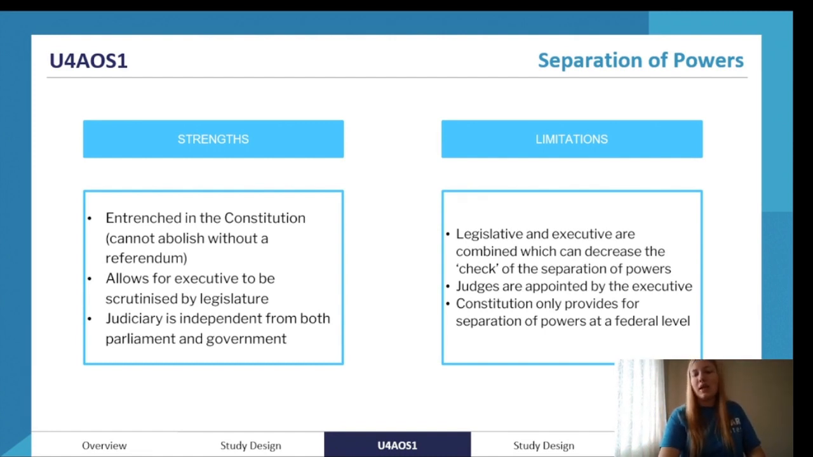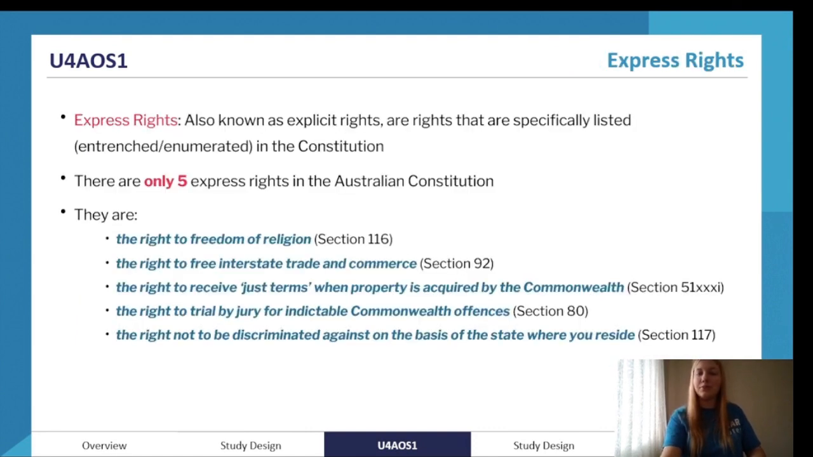Another limitation is, again, you'll see this throughout, the Constitution only provides for the separation of powers at a federal level, not state level. So the next thing that we need to have a look at is the express rights. These are also known as explicit rights. If you see that, it's just a synonym. You need to be able to define them. Don't use the word express in the Constitution because that is the same word as in the actual term. So you can say that they're specifically entrenched or listed or enumerated or stated in the Constitution.